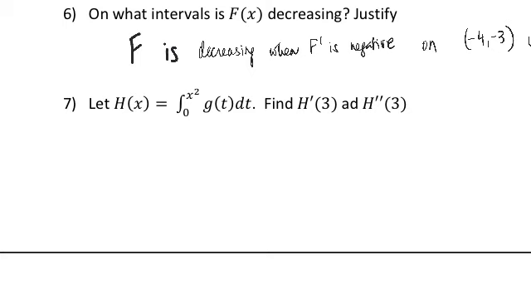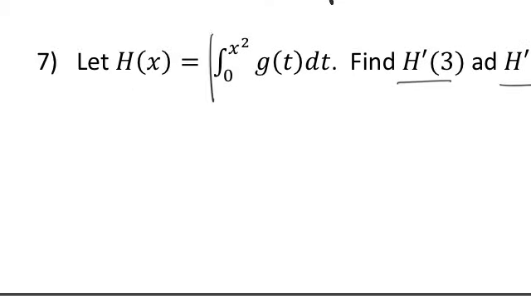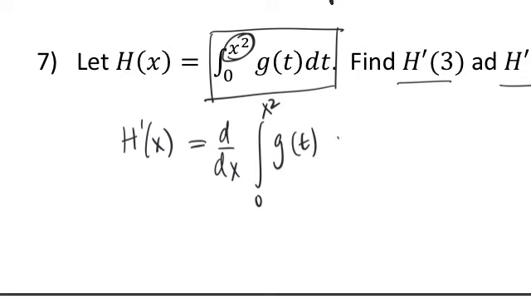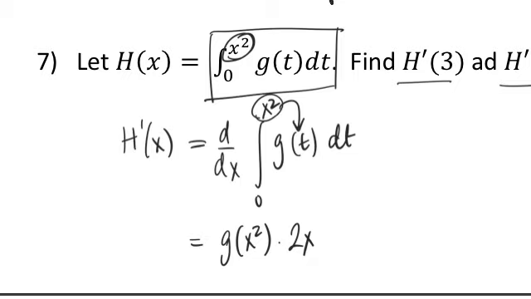Last question for this is, let h of x be the integral from 0 to x squared of g of t dt. Find h prime of 3 and h double prime of 3. So we're recognizing this is an area function, right? So to get h prime of x, not only is it an area function, it's a composite area function, right? So we're really doing d dx of this thing. And from our last FTC 1 lessons, we know that we do that by putting this expression in there, and then multiplying by the derivative of x squared, which is our inside function, right?